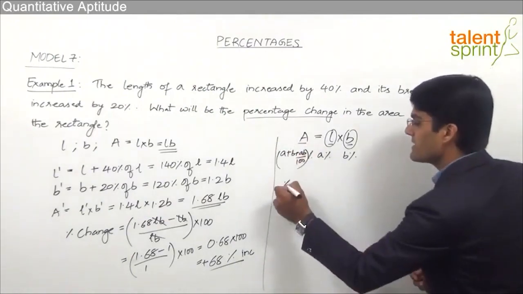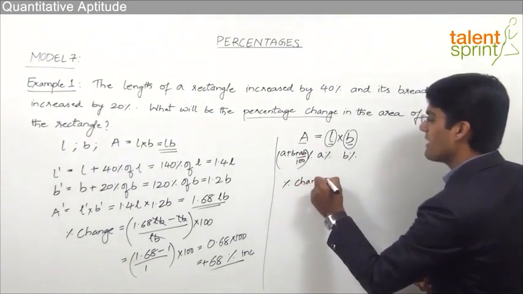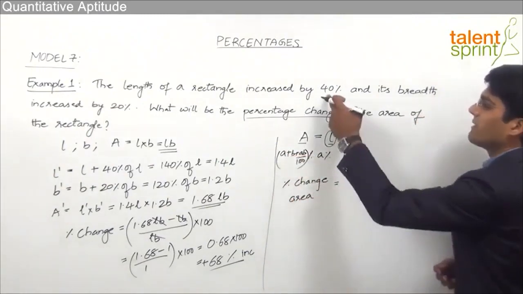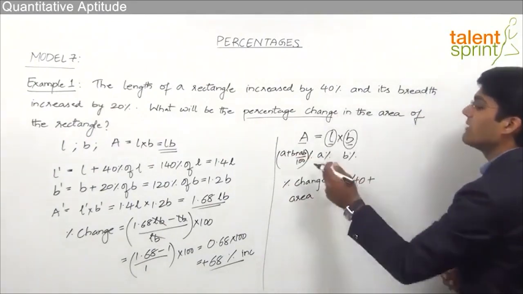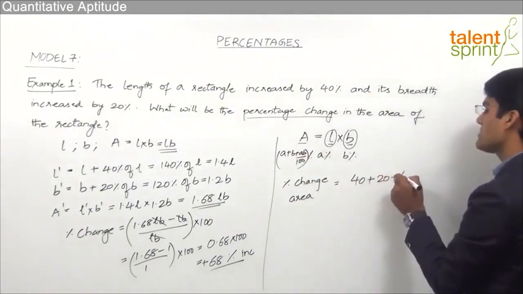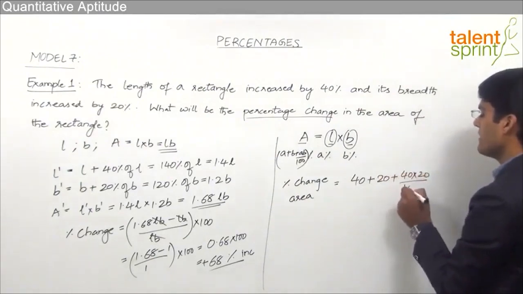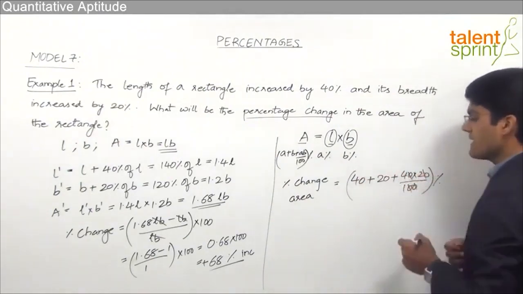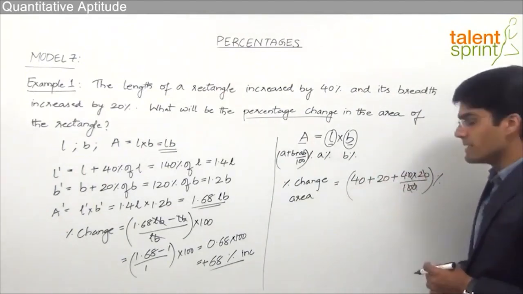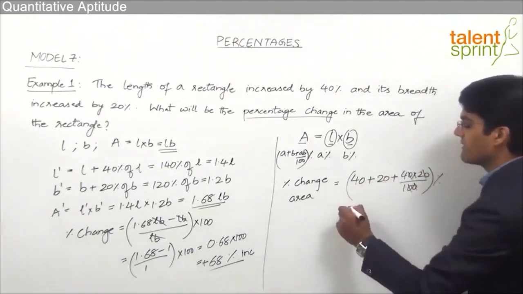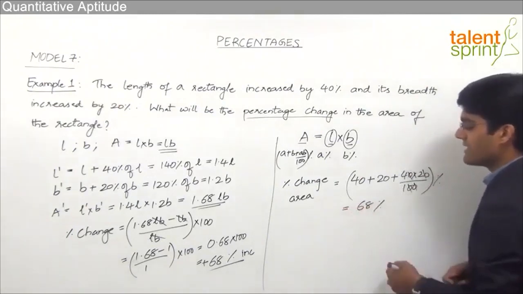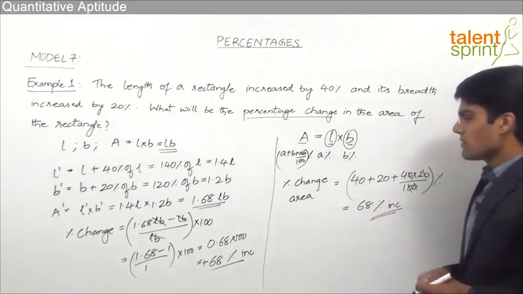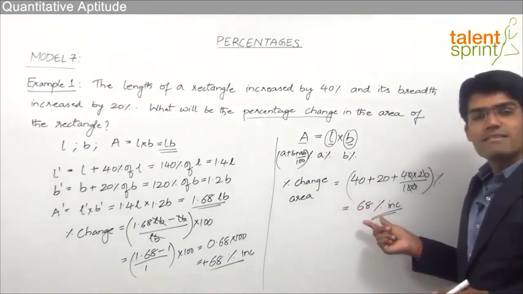So here the percentage change in area can be directly calculated as A plus B plus AB by 100, where A equals 40, B is equal to 20. So 40 plus 20 plus 40 into 20 by 100%. By simplifying this, zeros anyway get cancelled. We get 40 plus 20, that is 60, plus 4 into 2 is 8, which is equal to 68%. And since this is a positive value, we can say that this is an increase in the area. So the final answer here will be 68% increase.